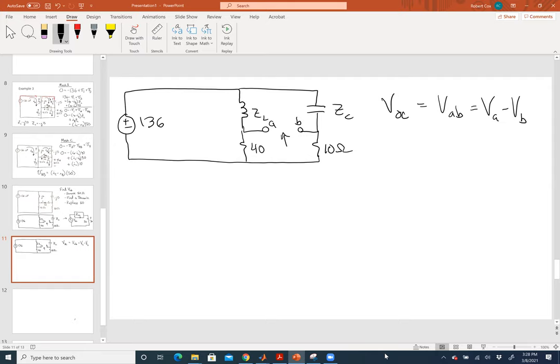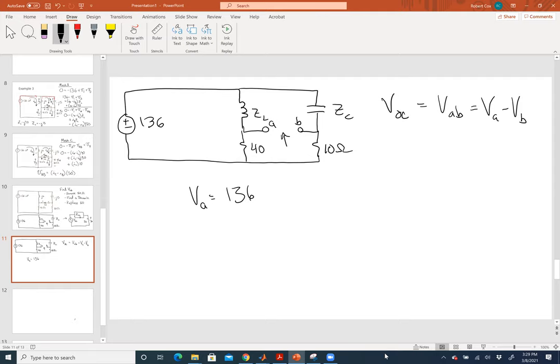So how should I do that? This is a voltage divider situation. I could do nodal analysis, I guess, but this is a voltage divider. I know the voltage across each of those branches. What's true about the branch with ZL and 40? They're in series, so they have the same current. So VA would be 136 times what over what?